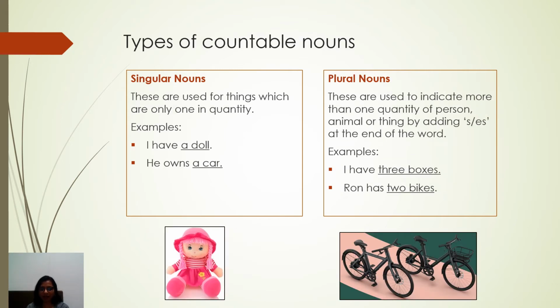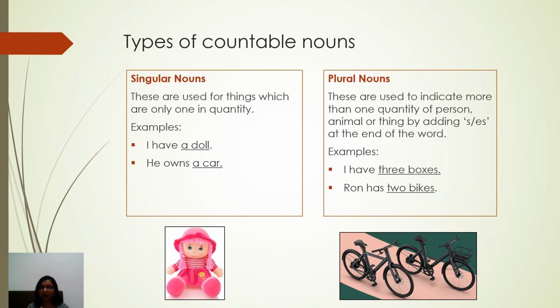Now we come to the categorization under the countable nouns. We have singular nouns and plural nouns. Singular nouns are used for the things which are only one in quantity. Example, I have a doll. I'm referring to one doll. He owns a car. He has just one car, not more than one. Plural nouns are used to indicate more than one quantity, and we usually do that by adding s or es at the end of the word.